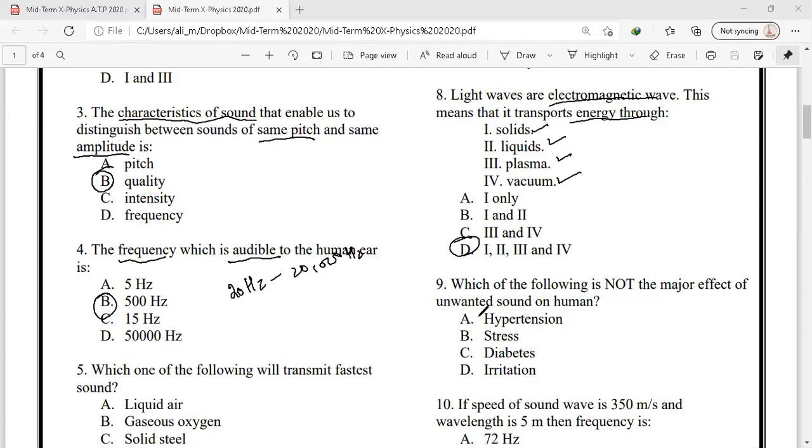Let's come to the other question, that is question number 9. Which of the following is not the major effect of unwanted sound or noise on humans? So we have studied different effects on humans. Among those, hypertension is caused by noise pollution. Similarly, irritation and stress are the effects caused by unwanted sound or noise. So diabetes is the option that is not caused by unwanted sound or noise pollution.